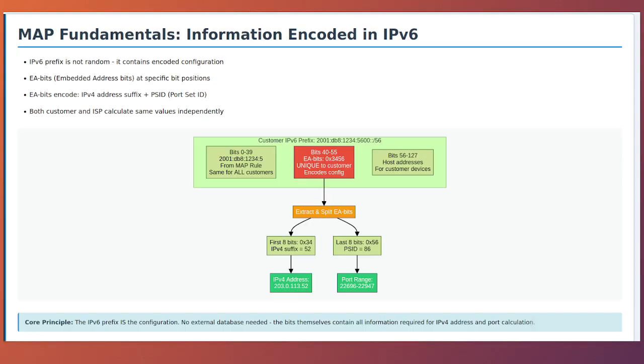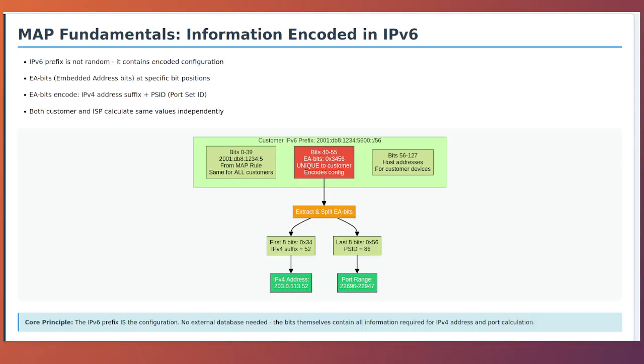Today we are going to demystify the mathematics behind MAP, which stands for Mapping of Address and Port. The fundamental question we will answer is this: how does a customer's equipment know which IPv4 address to use and which ports are valid without asking anyone or looking anything up in a database? The answer is elegant and powerful. The information is mathematically encoded directly into the IPv6 prefix that the customer receives from their ISP.